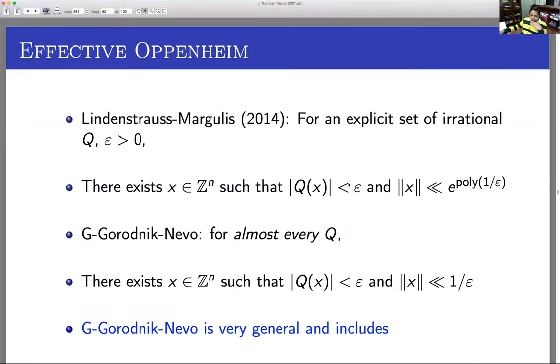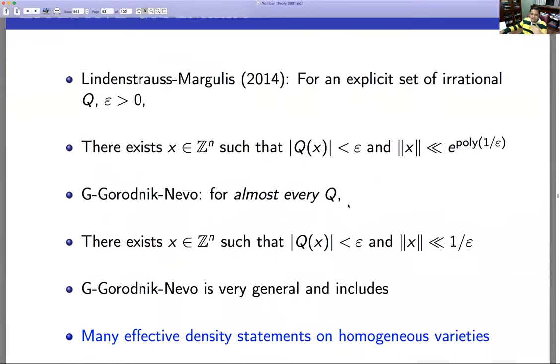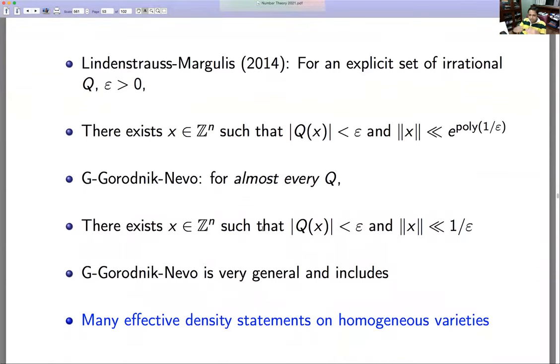In fact, in the work with Gorodnik and Nevo, we have many more results of this kind. We prove a result which is true for quadratic forms in all variables, but the quality of the result deteriorates a little bit as the dimension goes higher. On the other hand, it provides effective statements for a lot of similar Diophantine inequalities on homogeneous varieties of semisimple groups. All right, so let me briefly explain how we went about this.